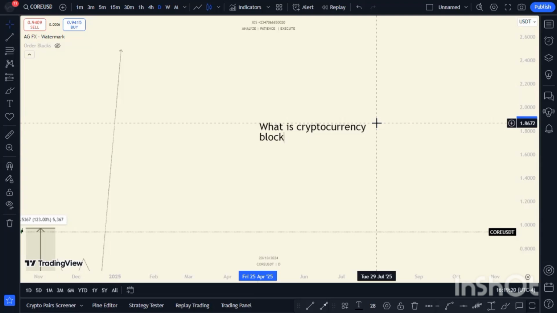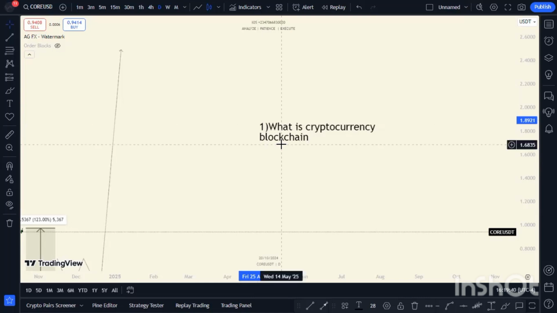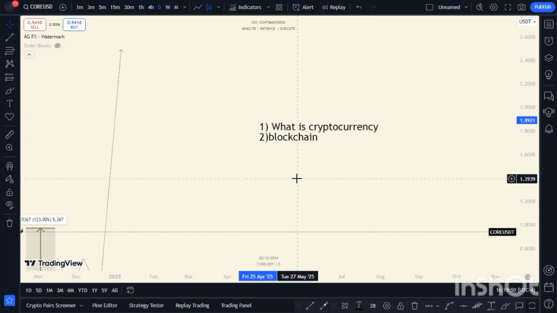Can you guys see my screen? Please, if you can see my screen, unmute yourself and let me know. I hope you guys can hear me. Let's see, maybe I'm talking to myself. Okay, while I keep waiting for the response.